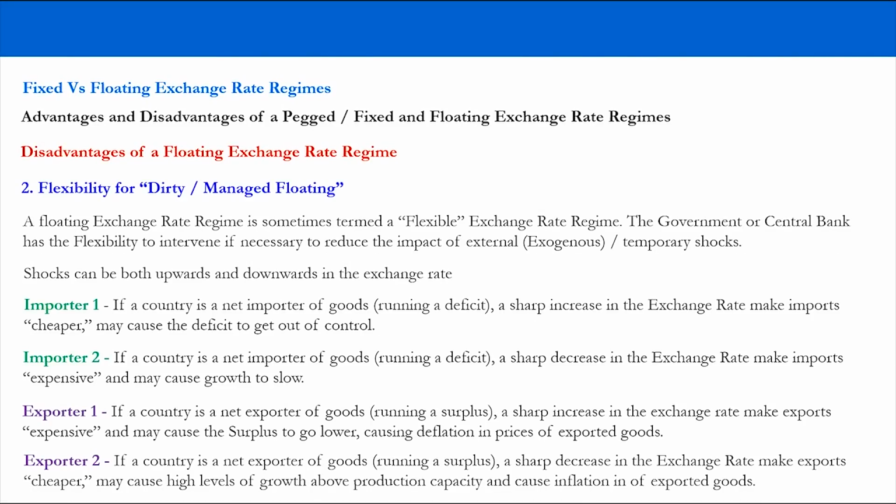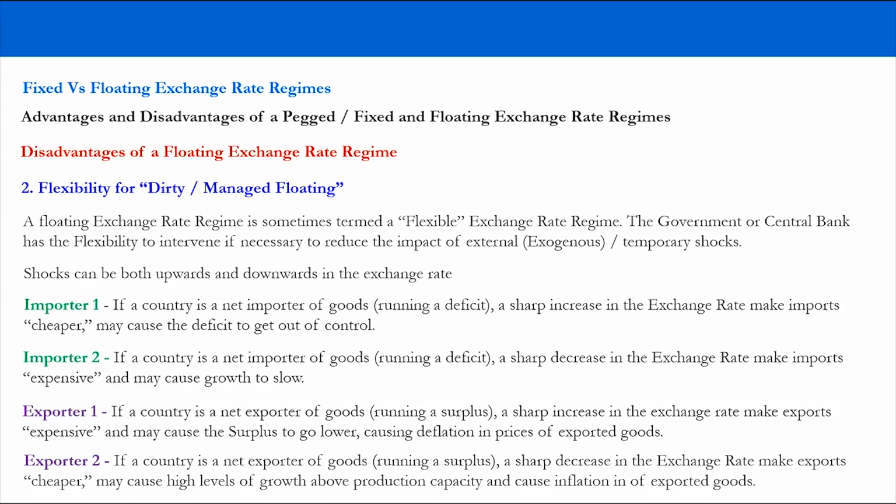Okay, so the next disadvantage of a floating exchange rate regime that we're going to look at, or potential disadvantage, we actually looked at a bit earlier as an example of an advantage of floating exchange rate regimes: the flexibility for dirty or managed floating. So you may remember this slide from earlier. I think we briefly skimmed over it. Flexibility to be a dirty or managed floating regime.